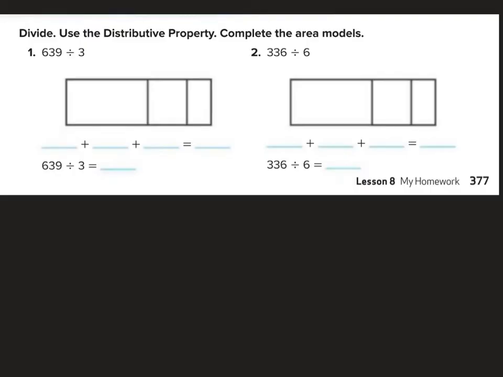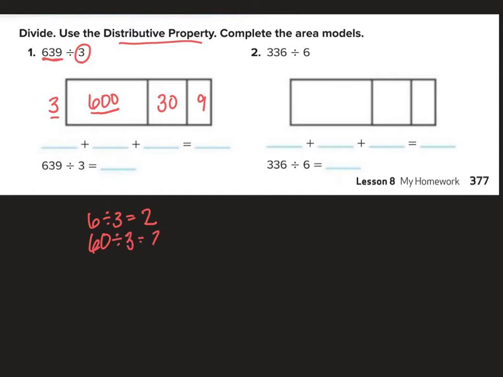All right, so here we're going to practice dividing using the distributive property. That was the first example that we did. So I'm going to take 639 and break it into 600 plus 30 plus 9. And then we take our divisor 3 and we put it on the outside here. So I'm going to say 600 divided by 3. If I think of it like 6 divided by 3 equals 2, 60 divided by 3 equals 20, 600 divided by 3 equals 100. Okay, so our answer is 100.